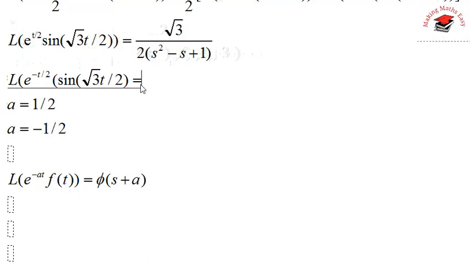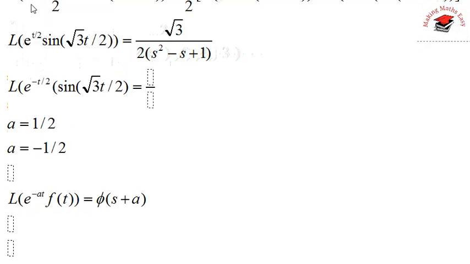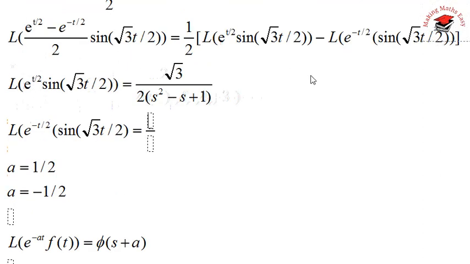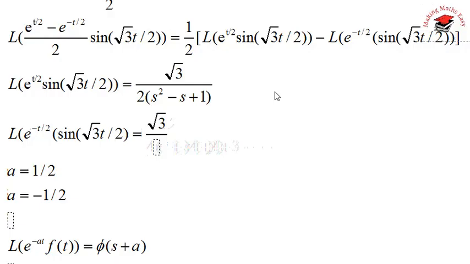So this Laplace will become equal to the same expression we are going to use, only we have to change it: instead of s we have to put s plus a. So the Laplace of sine of square root of 3 divided by 2 is equal to square root of 3 divided by 2 and divided by s square plus a square.